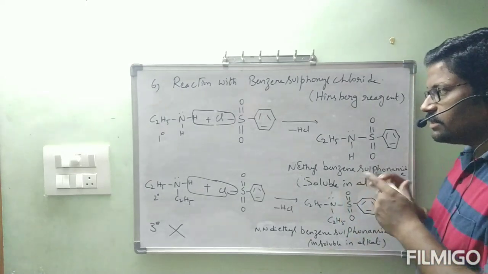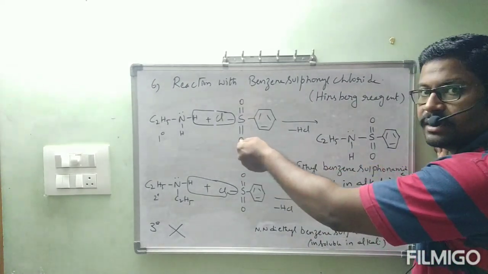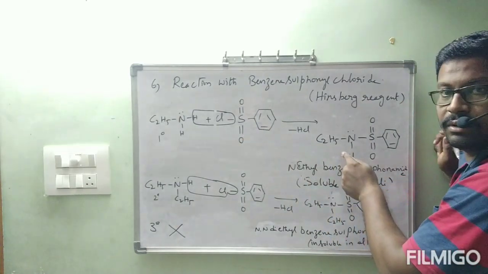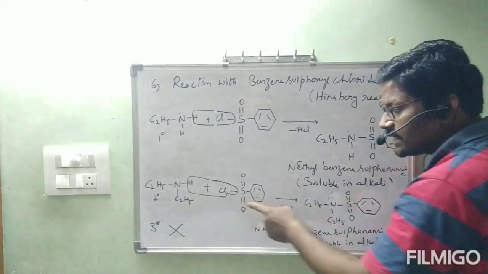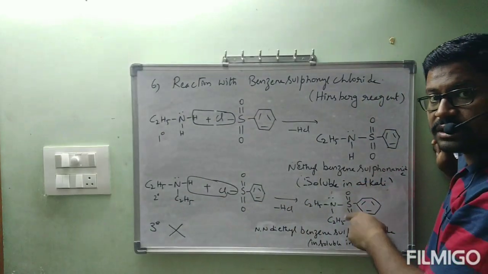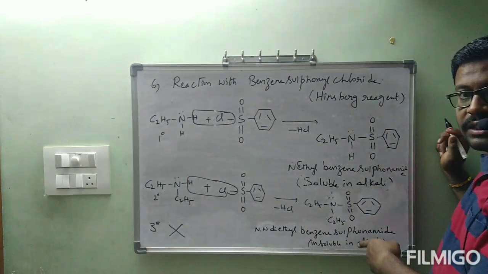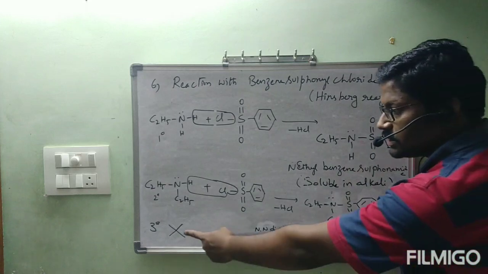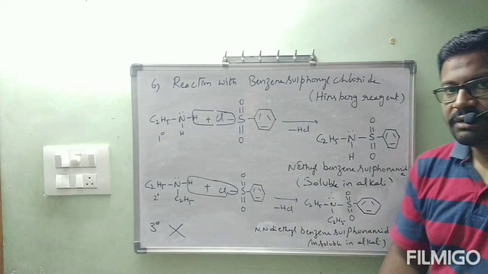These are all called alkalis. Once again, primary amine reacts with benzene sulfonyl chloride to form a compound which is soluble in alkali. Secondary amine reacts with benzene sulfonyl chloride to form a compound which is insoluble in alkali. Tertiary amines will not react with benzene sulfonyl chloride.